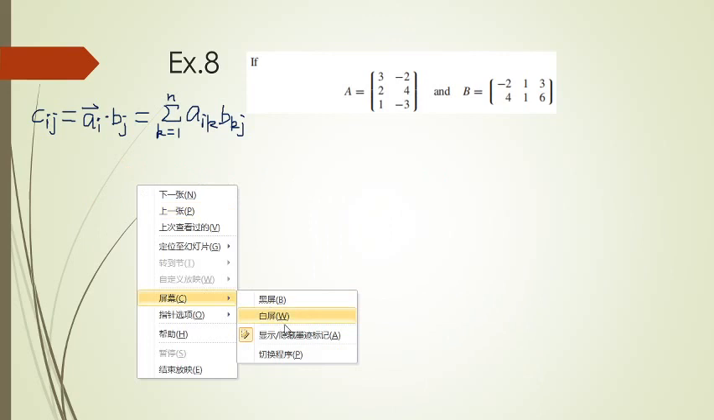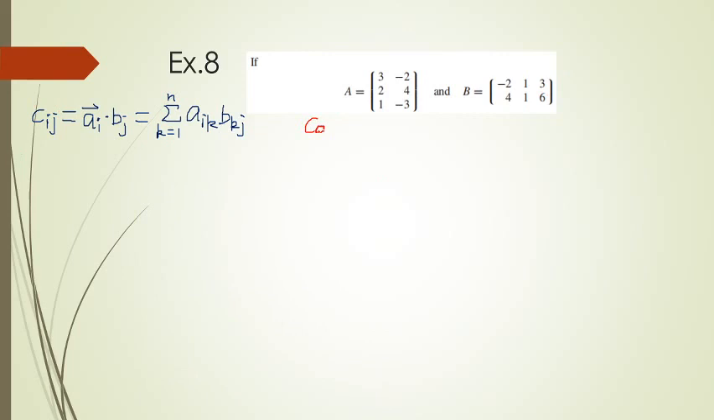So for this one, we are going to calculate B times A. Now let's check matrix B. Matrix B is 2 rows and 3 columns. Matrix A is 3 rows, 2 columns. Then my matrix C equals B times A.